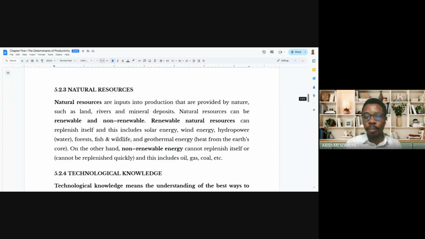What about non-renewable resources? Non-renewable resources cannot replenish themselves or cannot be replenished quickly, and this includes oil, gas, coal, etc. For example, can you destroy an oil well, or where you find oil as a natural resource? Yes, you can destroy it. And once you destroy it, that means that you might not be able to get back what has been destroyed. Maybe you have to go and explore another land or another area to find out if you can see oil right there.